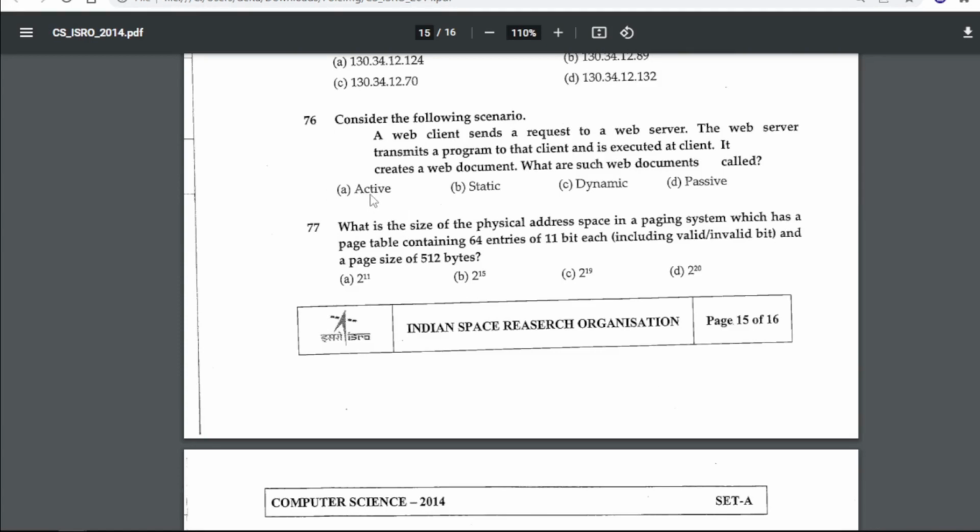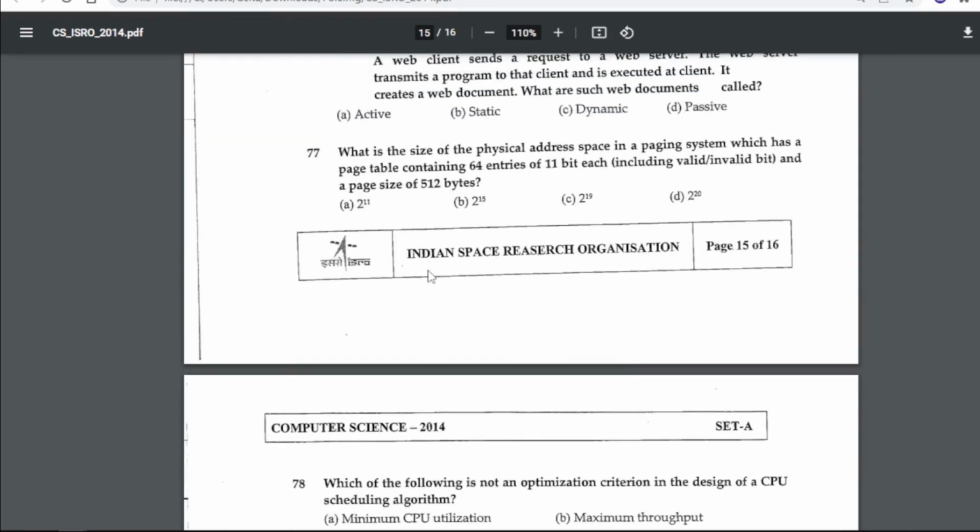A web client sends a request to a web server. The web server transmits a program to that client and it is executed at the client. So it creates a web document. So what are the web documents called? So that document is known as an active document, because an active web document consists of a software program sent by a server to interact with the client and answer the query of the client.